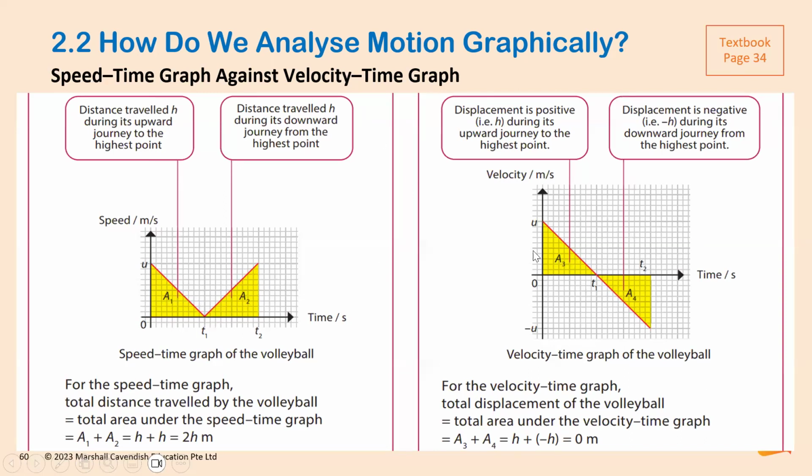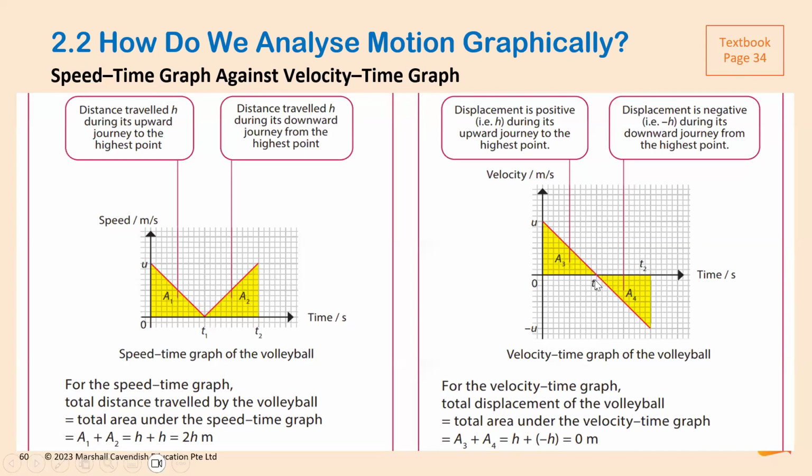Okay, but for displacement, I look at the velocity-time graph. So displacement, again, is the area under the velocity-time graph. My red line is here. For the first part, when I'm moving upwards, I take my velocity as positive. So this will be the area under the graph between the red line and the x-axis. This area A3 is the displacement when the ball is moving upwards.